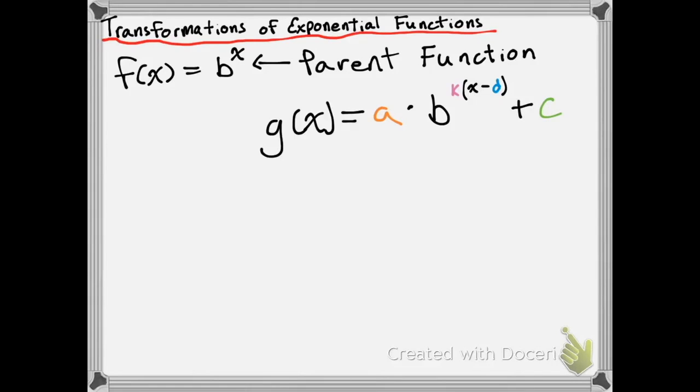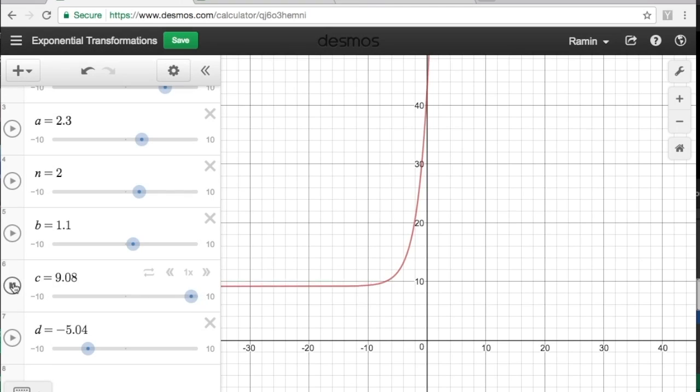Finally, we have the c value. It's responsible for vertical translations up and down the y-axis.